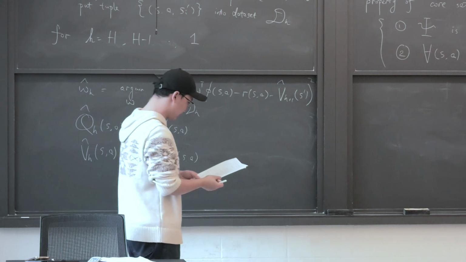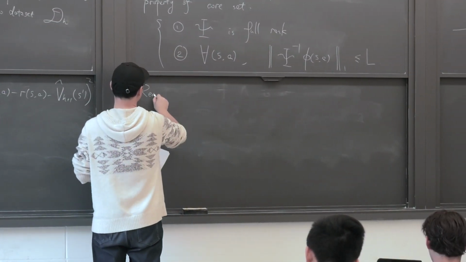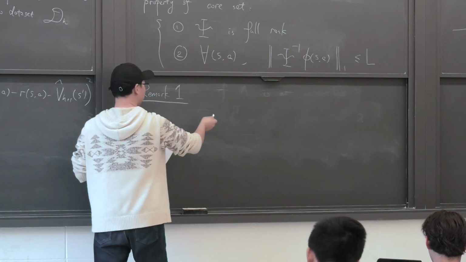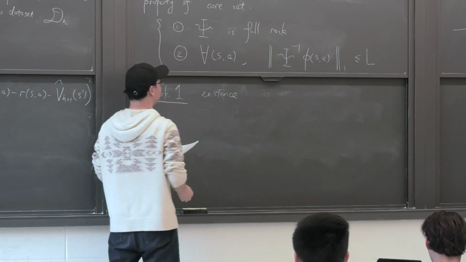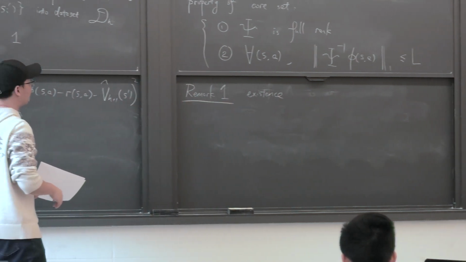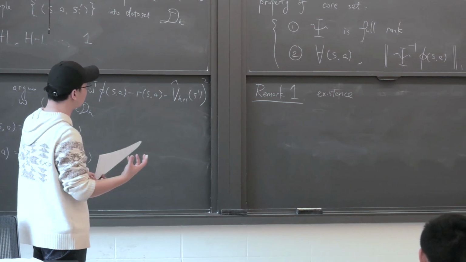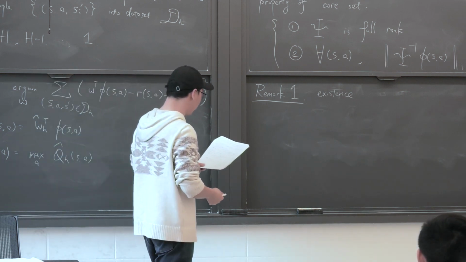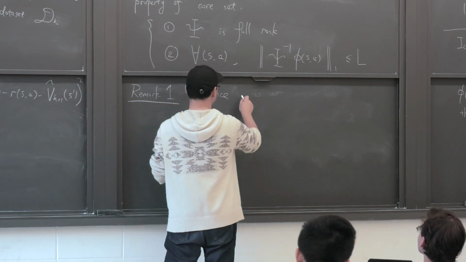So I want to talk about a few things. So remark one. First, I want to talk a little bit about existence. This is a bit abstract: the condition where I say there exists some set of psi_i, the core set, and it satisfies those two conditions. You may wonder, first, whether this always exists. So the answer is actually yes.